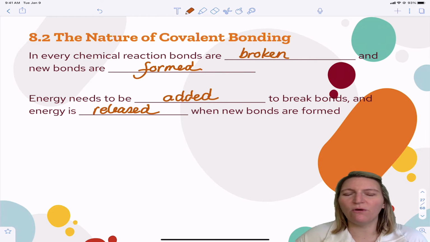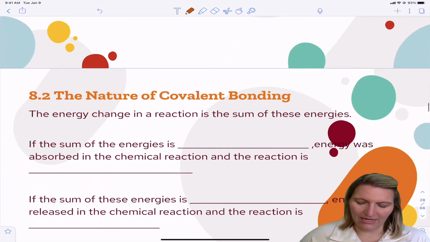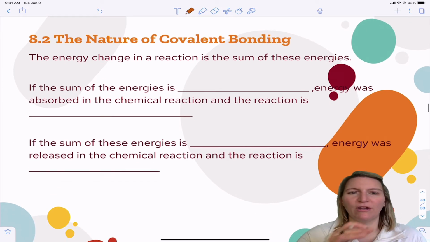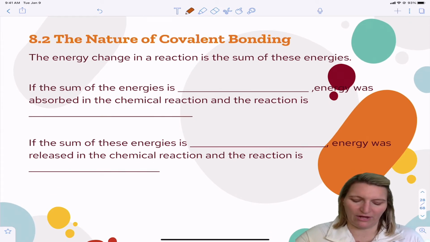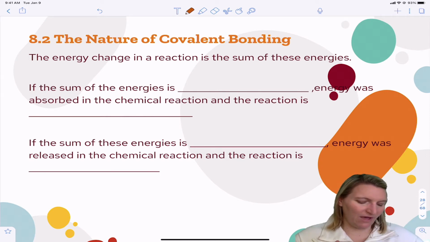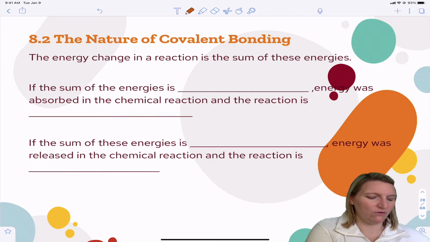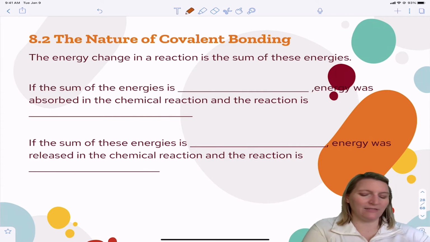Because when new bonds are formed, we're taking atoms that don't have a full octet and now they have a full octet. They're in a much more stable state, so they have less energy. So how do they get less energy? They release that energy. So that means in every chemical reaction, you have to put some energy in and some energy out. Depending on which one is larger, we can define the reaction as endothermic or exothermic. And you've heard those terms before in previous classes.